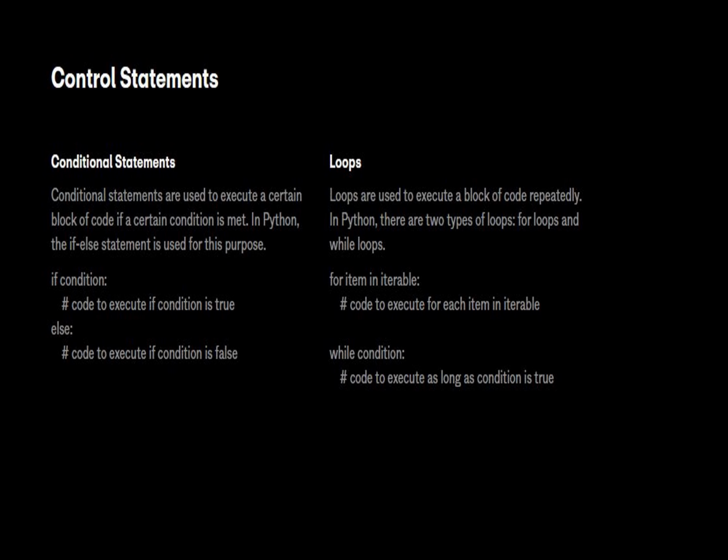Loops are used to execute a block of code repeatedly. In Python, there are two types of loops, for loops and while loops. For item in iterable: the code executes each time for each item in the iterable. For while condition: it executes as long as the condition is true.